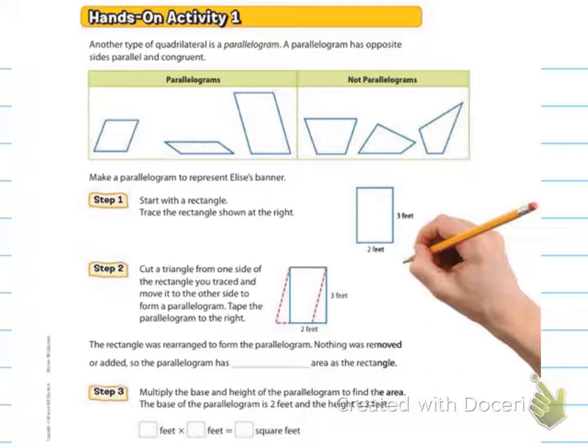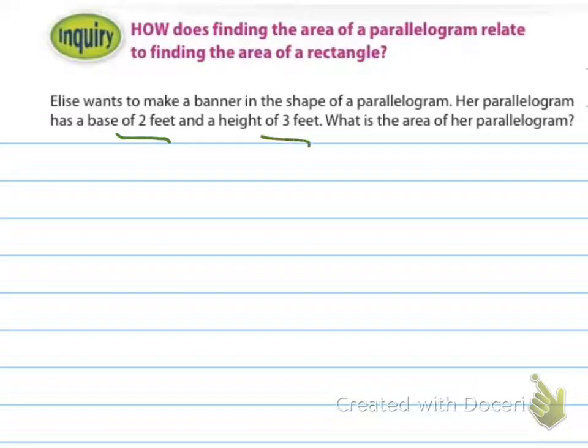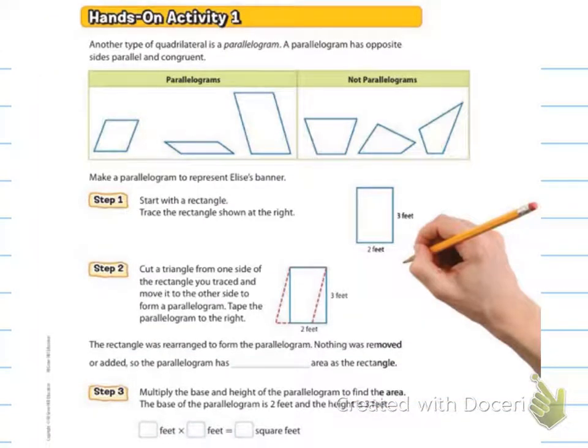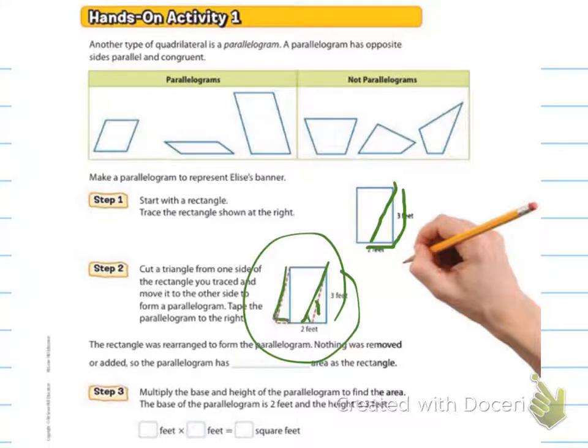So to make a parallelogram to represent Elisa's banner, we're going to start with a rectangle and trace the rectangle shown on the right. So they're saying 2 feet by 3 feet. That was her base, 2 feet, and height, 3 feet. And so if we want to make this into a parallelogram, what they're saying is let's cut a triangle from one of the sides. So we're going to take a triangle from over here, cut it out this way, and glue it to the other side. You see how they did that in this picture. They took the triangle that they cut from over here and pasted it over here. So now this is gone and it's been attached over here.